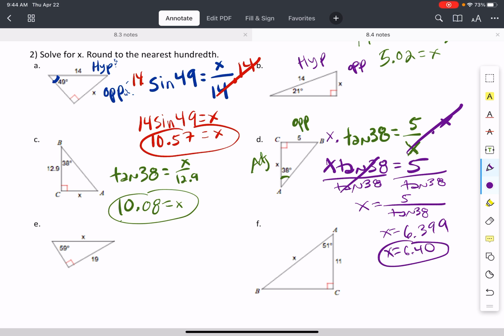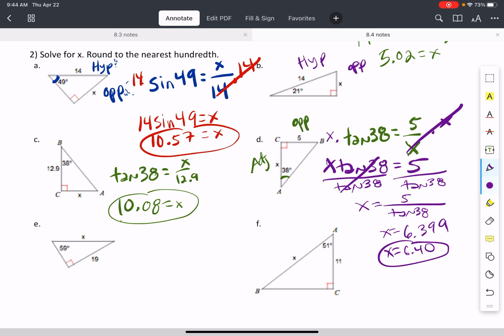Because the 9 rounds the 39 up to the next number. I can help with rounding when I walk around to help and answer questions. Just make sure you get the 6.399. When you type it in, you're literally just typing it in exactly like you see it here. I did 5 divided by tan 38. So there's just one more step when the x is in the denominator.